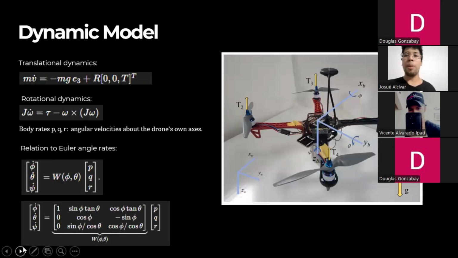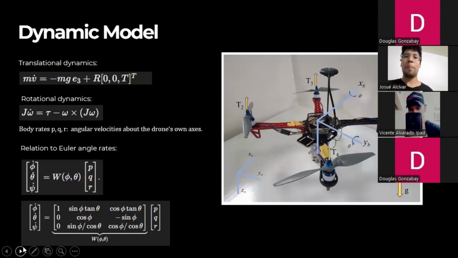Okay. And talking about the dynamic model, we use the rotational matrix calculated before to compute the translational dynamics. The translational dynamics depends on the mass of the robot and the derivative of the velocity. Then the rotational dynamics depends on the second polar moment of inertia of the robot and the derivative of the angular velocity. All depends on the Euler angles. Then we can compute a final vector with the derivatives of the Euler angles: roll, pitch, and yaw.